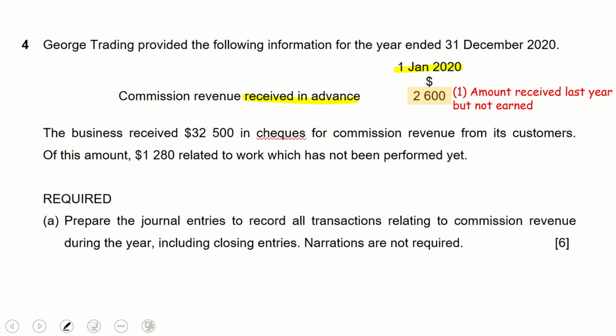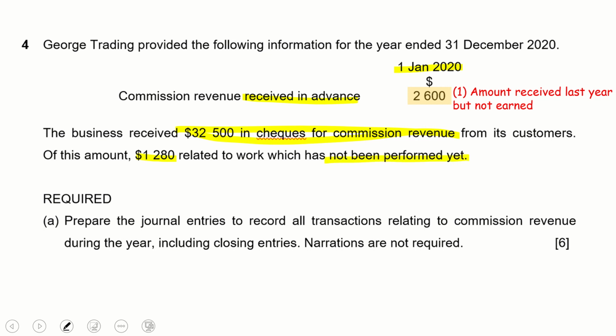This year, you will earn it. All right, because you never earned last year, this year you will earn it. They also tell you that the business received some money in checks for commission revenue, and of this amount, $1,280 relates to work that has not been done.